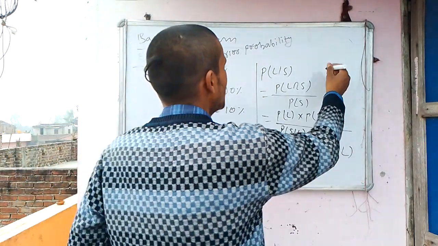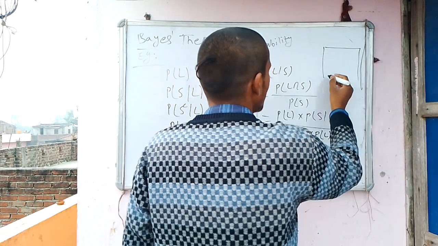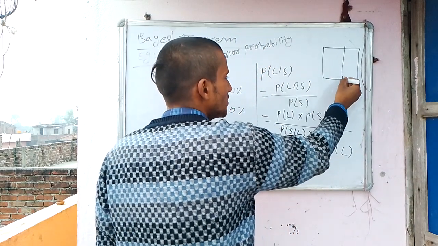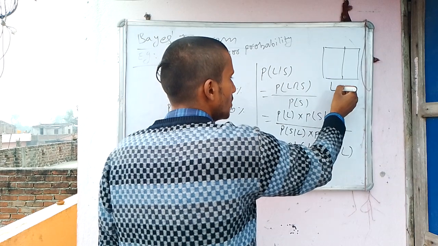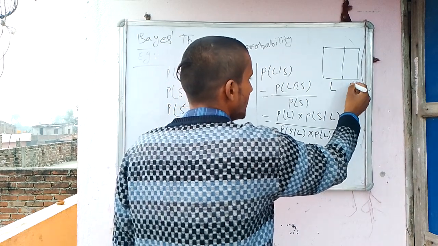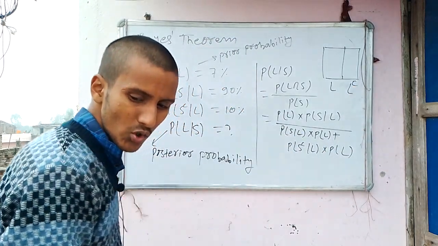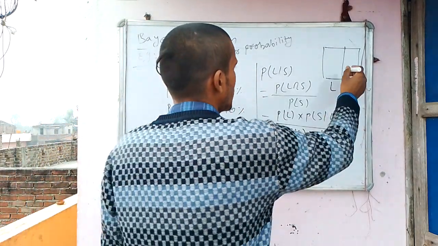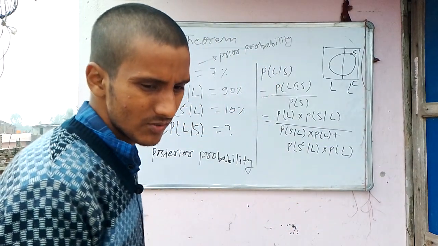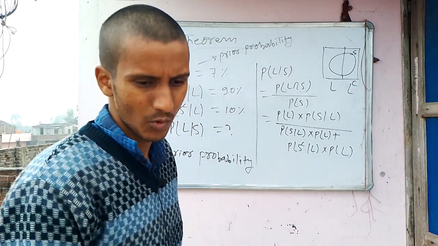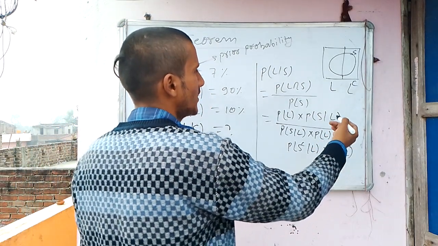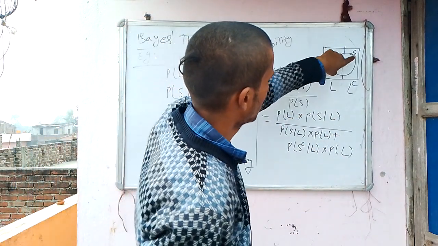So probability of S is going to be what? There are two groups, two mutually exclusive events: people who have lung disease and people who don't have lung disease. And you're going to find the probability of S, which means smoking, the probability of smokers. What is that going to be equal to? That's going to be equal to this plus this.